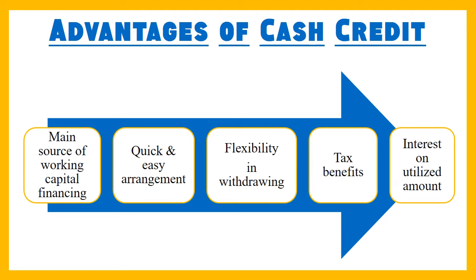Next comes the advantages of cash credit. The major advantage of cash credit for the company is that it is a main source of working capital financing as it helps in solving liquidity issues. The process of arranging cash credit is also easy and quick. Once the collateral security is given to the bank or any other financial institution, the loan is easily cleared. Then there is flexibility in withdrawing also, where a person can withdraw as per his available borrowing limit.